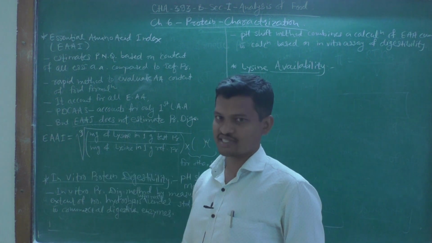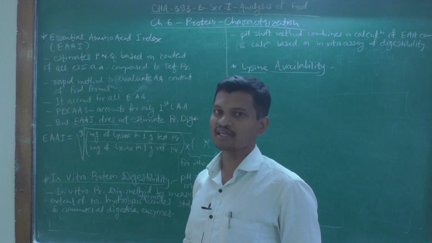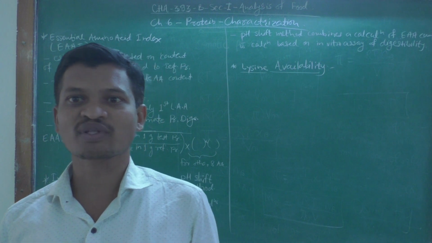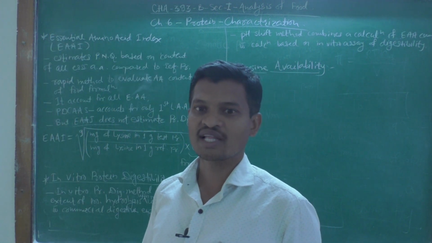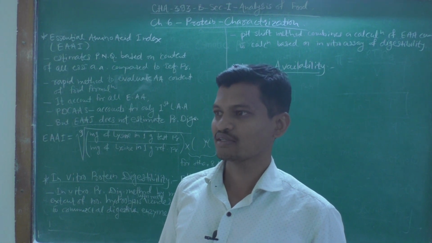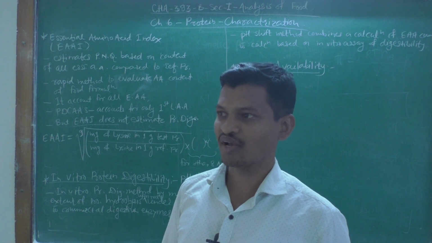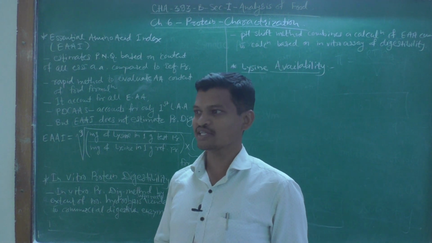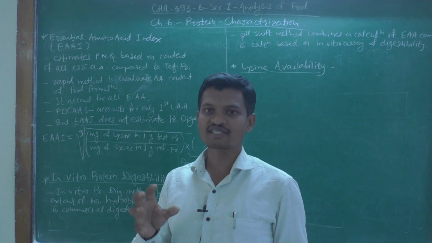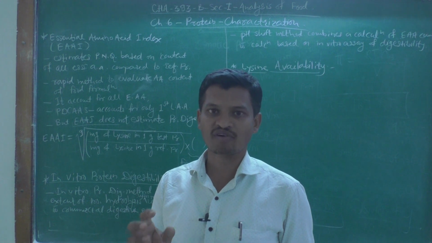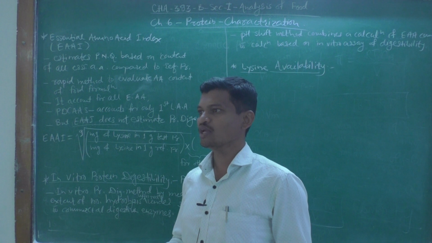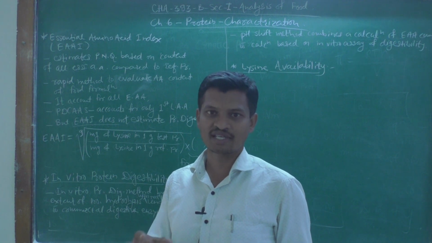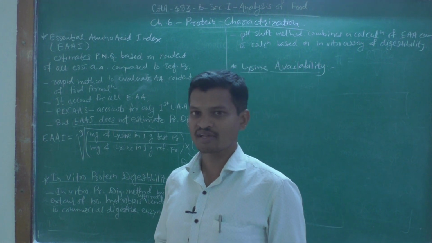This essential amino acid index is calculated by using a formula. We know that there are only 9 essential amino acids required for the human body. The list that we discussed in the last lecture is lysine, histidine, tryptophan, valine, etc. One more, total 9 amino acids are there. These are called essential amino acids, and they are required in our diet, in our food, because our body cannot synthesize them rapidly. That is why they are needed in our diet.